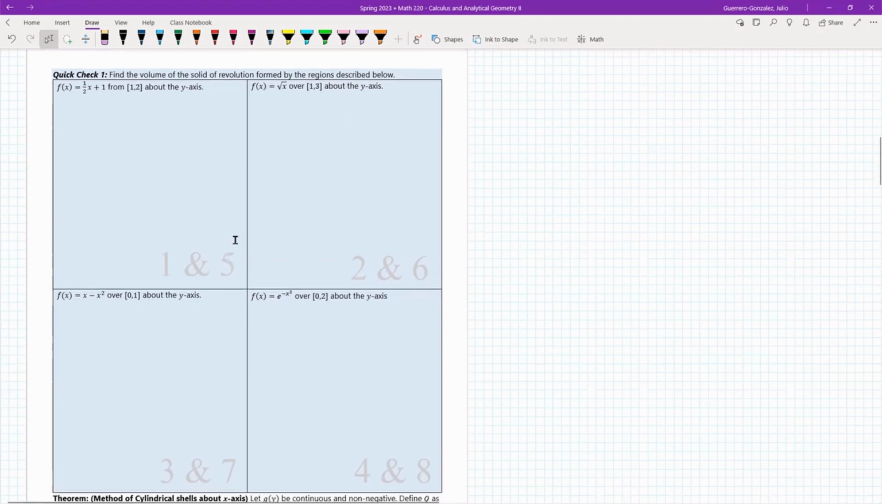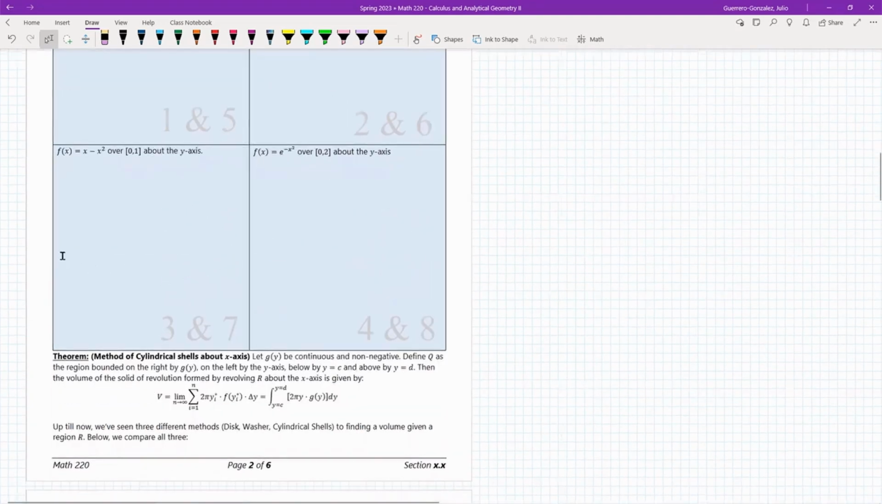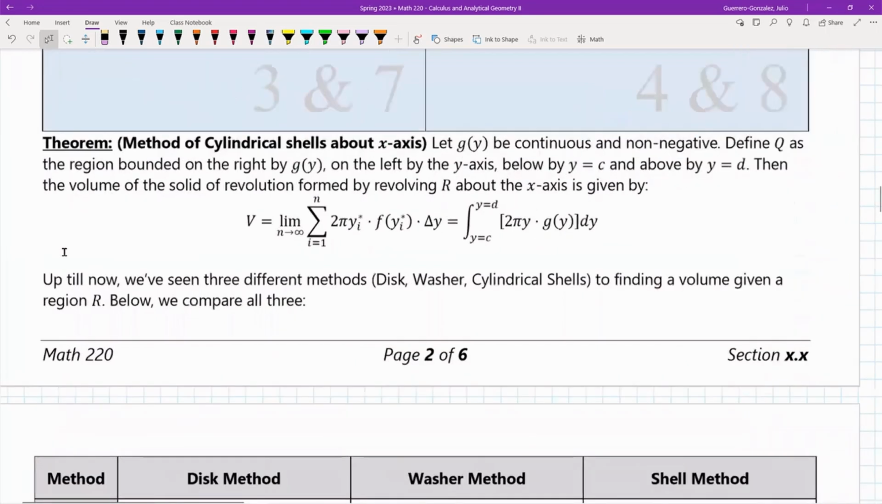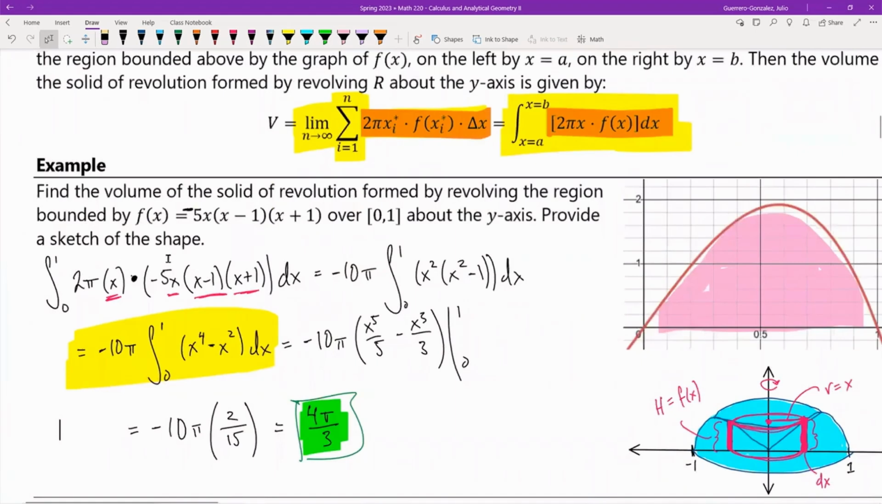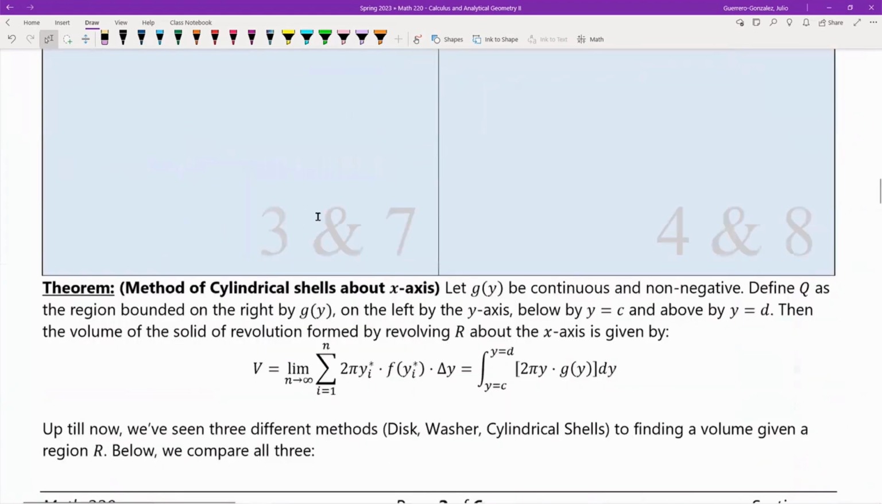Cool. Moving on, I want to keep going here. Let me scroll down. There we go.